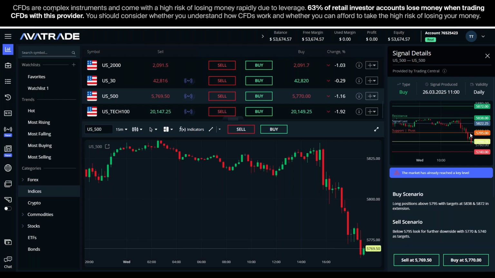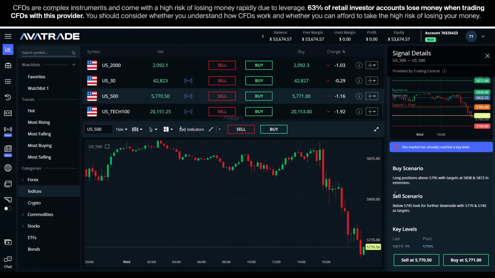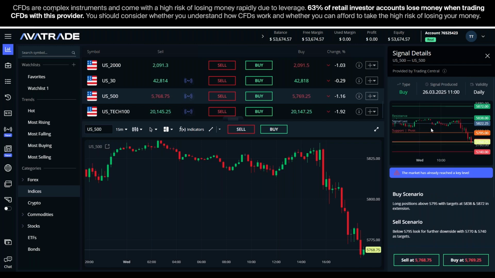But at the same time, you see that the backup scenario here, the sell scenario, if it does drop below 57.95, they were saying expect further downside, that then it might drop to 57.70 or lower. And that's exactly what happened. So the primary move on this signal was a buy signal, but also it told you that if it dropped below the pivot line right here, that then you'd be looking at a sell.